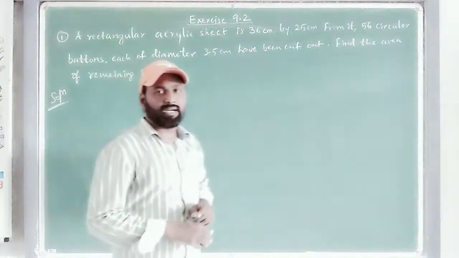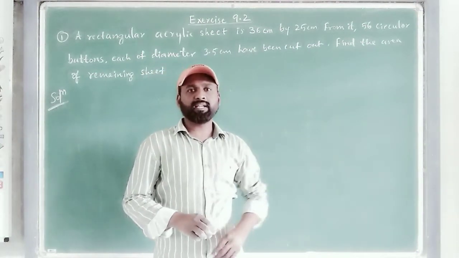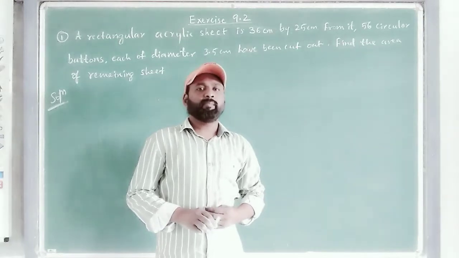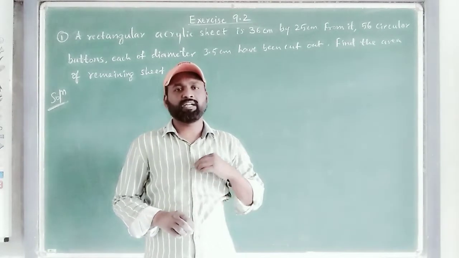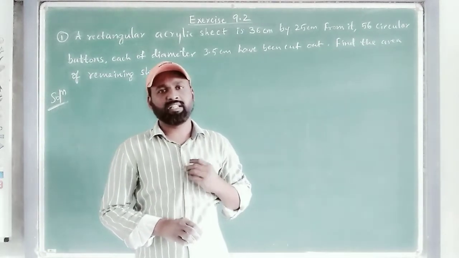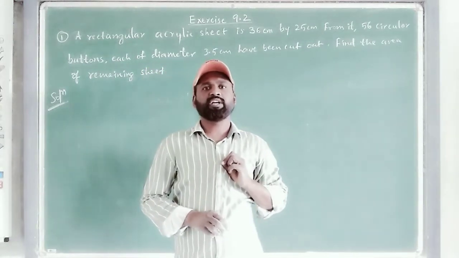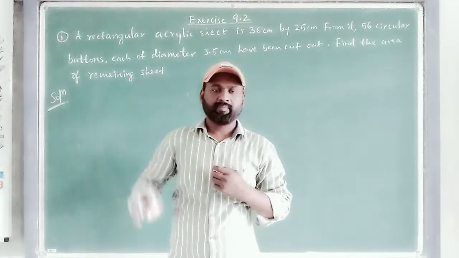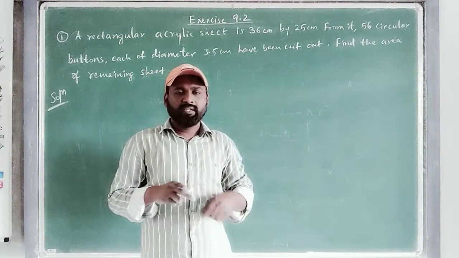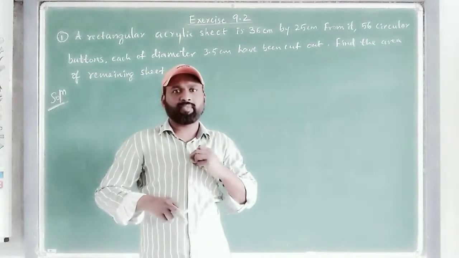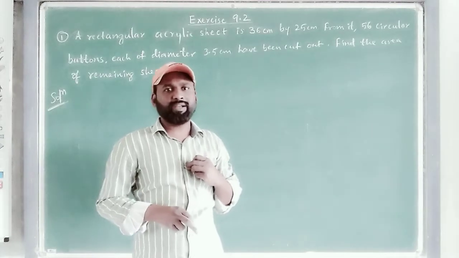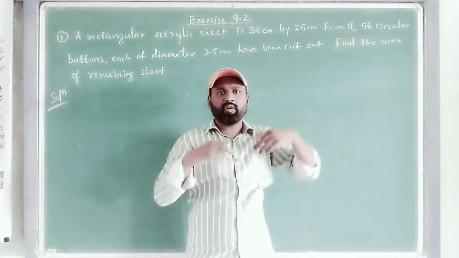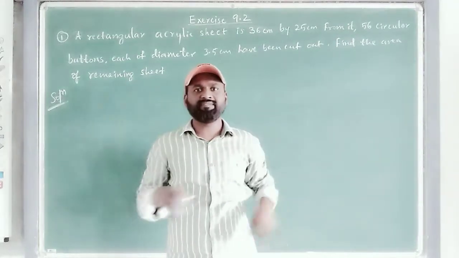56 circular buttons. Here acrylic sheet means the material which is used to prepare shirt buttons, or whatever the dress material, the buttons like this. They are prepared with the plastic material which is called acrylic. From a rectangular sheet, the circular shaped buttons are made. How many buttons are made? 56 buttons. Actually before making into buttons, that sheet is in which shape?